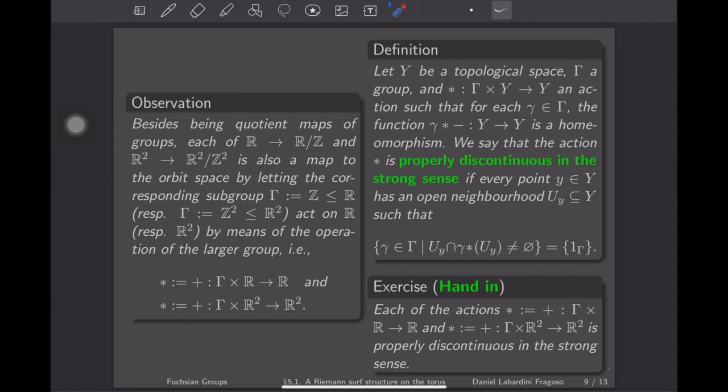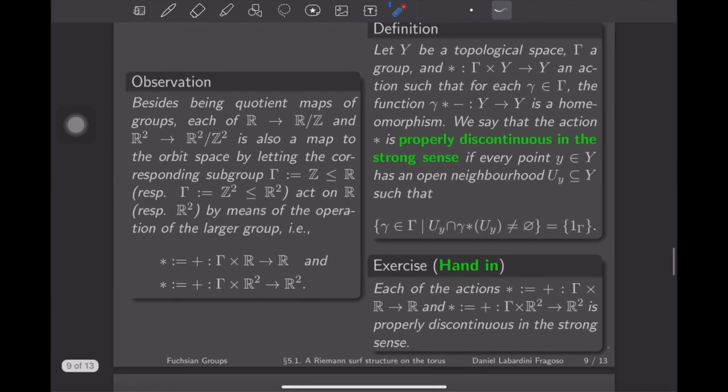We say that the action is properly discontinuous in the strong sense. The terminology you are going to find in the books or on the internet is properly discontinuous, and this in the strong sense. That's not standard terminology, but I like to use it to contrast it with a weaker property that we are going to encounter later, and that we are forced to consider later on.